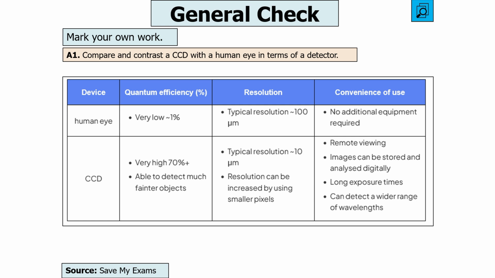The images can be stored and analysed digitally and sent across the internet, and you can have longer exposure times than that of the eye because you can alter it. The CCD will also detect a wider range of wavelengths than the human eye, which will only detect visible radiation.